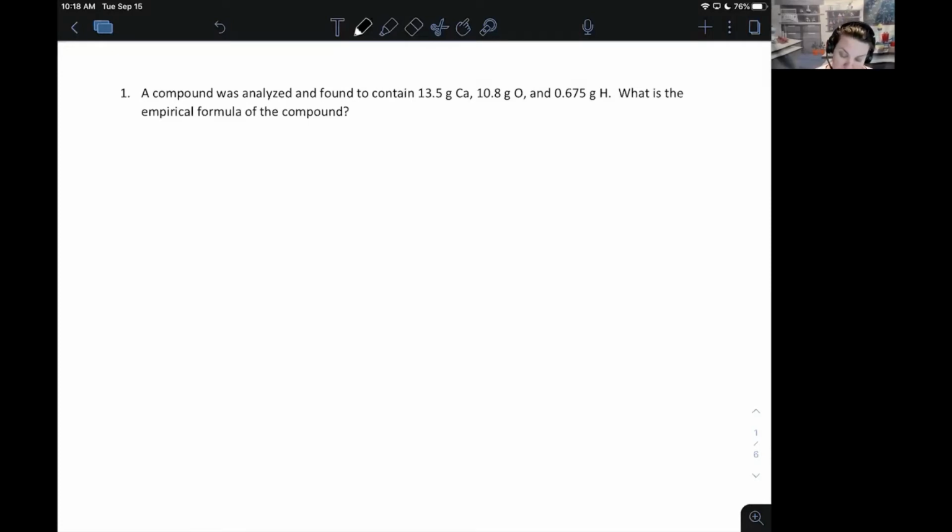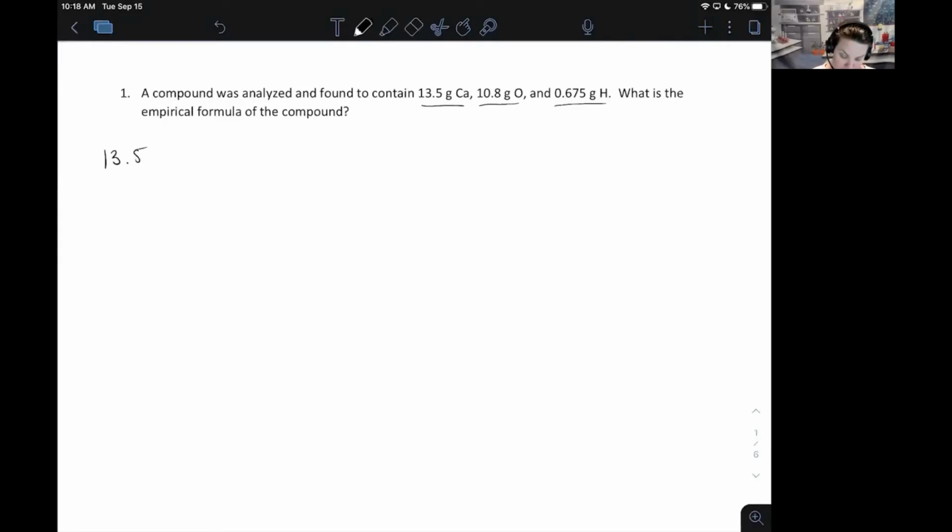We have a compound. It was analyzed and found to contain 13.5 grams of calcium, 10.8 grams of oxygen, and 0.6755 grams of hydrogen. We see each one of these has 3 significant figures, so keep that in mind. What we're going to do is go from grams into moles, and then use the one that produces the smallest amount of moles to figure out our mole-to-mole ratio. So let's start by converting from grams to moles using our molar mass.